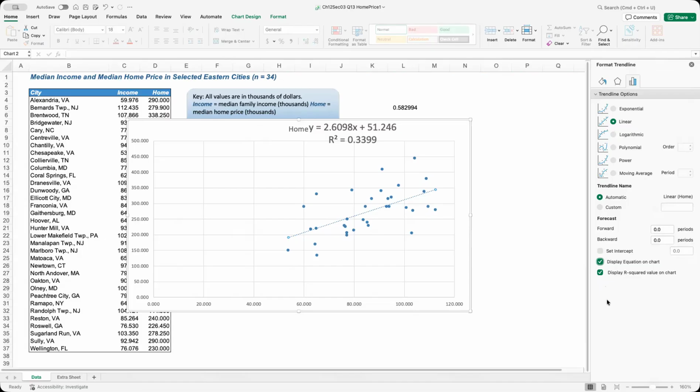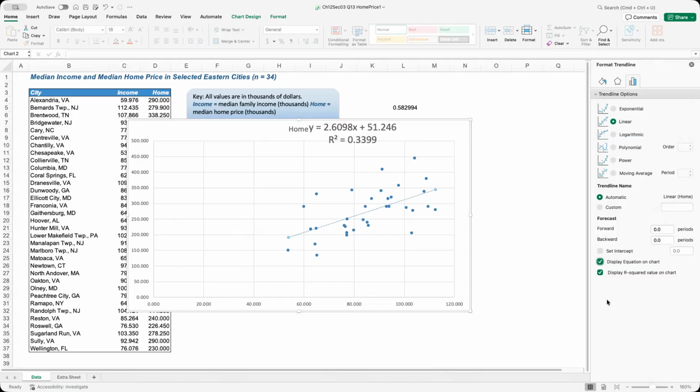The square of our correlation coefficient is called the coefficient of determination. This is always between 0 and 1 because it's a square, right? It's always going to be positive or 0. This is often thought of as how much of the variation is explained, is determined by our variation in X. This tells me that 34% of the variability in home prices is due to variability in income.